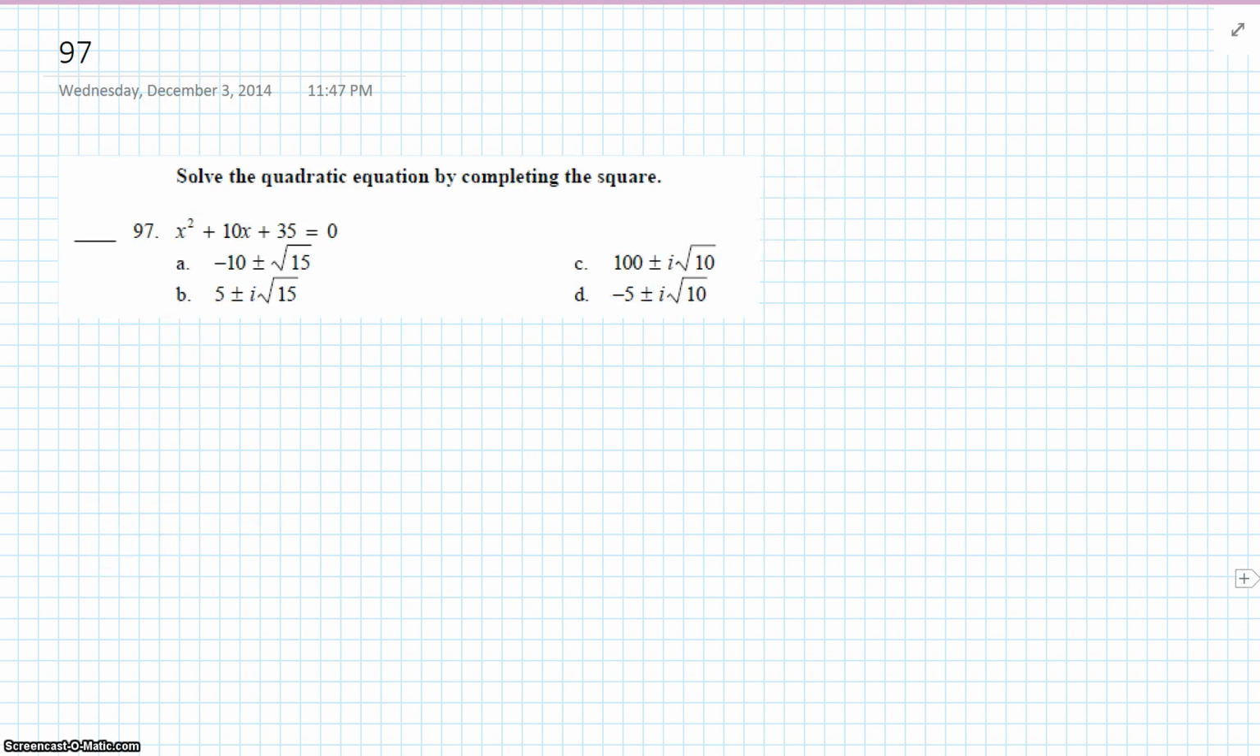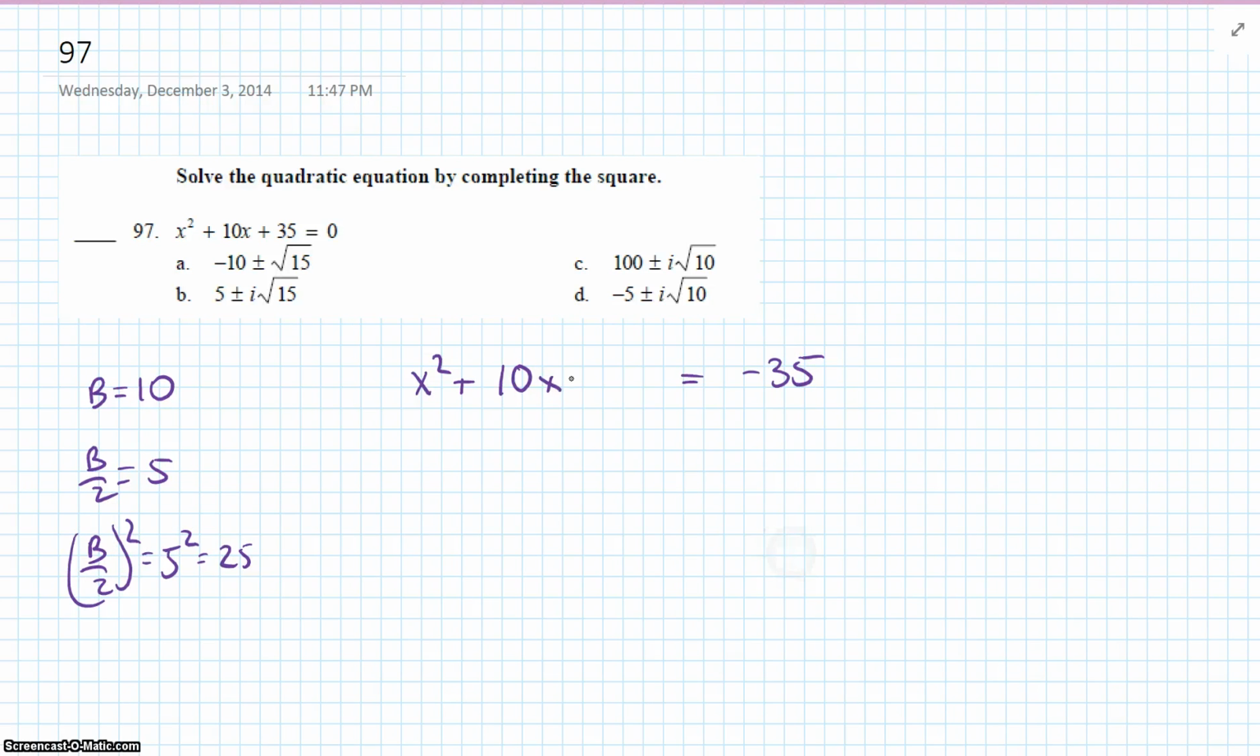97. Solve each quadratic by completing the square. So let's rewrite this with just the variables on one side of the equation. So let's subtract 35 from each side. Okay, my b value is 10. So my b over 2 value is 5. My b over 2 value squared would be 5 squared, which would be 25. So that's what we've got to add to each side of the equation to complete the square. Now that's a completed square. I can rewrite that as x plus my b over 2 value squared equals negative 35 plus 25. So that's going to be negative 10.